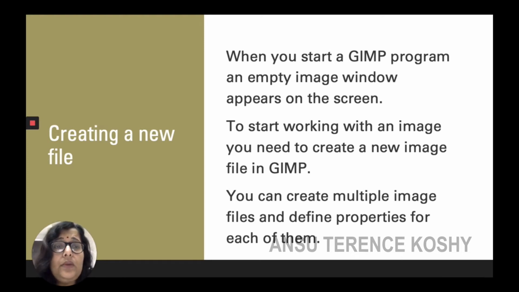To start working with an image, you need to create a new image file in GIMP. If you want to start a new project, you cannot use the blank one. You need to create one for your need, right? So you need to create a new image file in GIMP. You can create multiple image files and define properties for each of them. That is, you can create multiple images at the same time, and you can take parts of one and include them in another in the process. And you can define the properties for each of them.